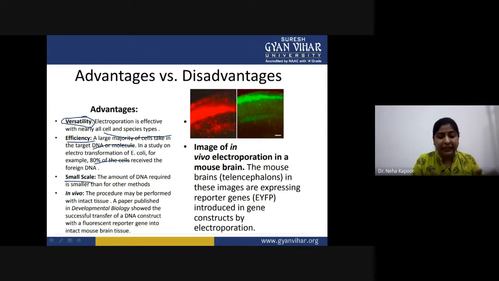step. In in vivo conditions, we can also use this technique to study developmental biology. As you can see, this is an image of in vivo electroporation of a mouse brain, in which the mouse brain in these images is expressing a reporter gene which shows fluorescence. This complete transformation of the gene is happening through electroporation.